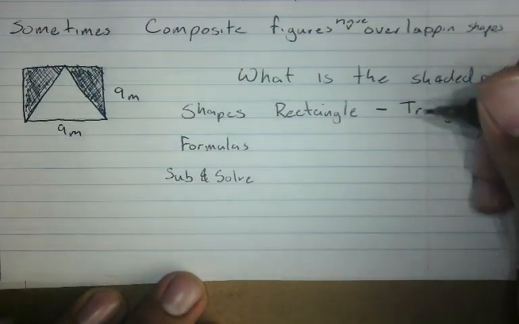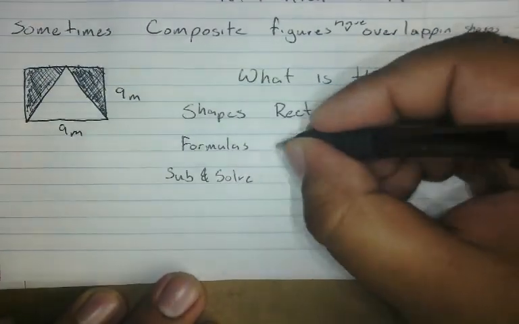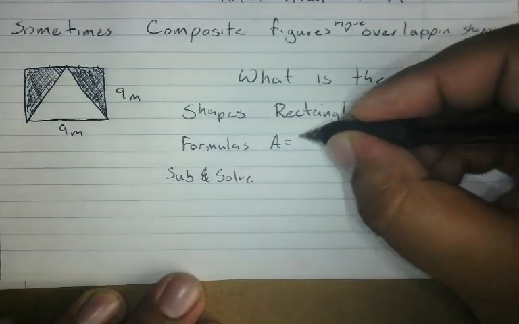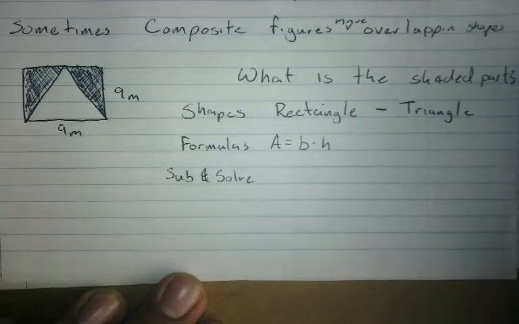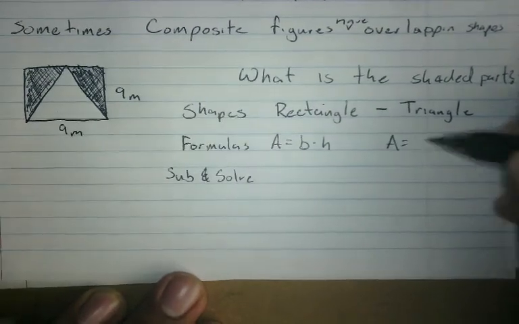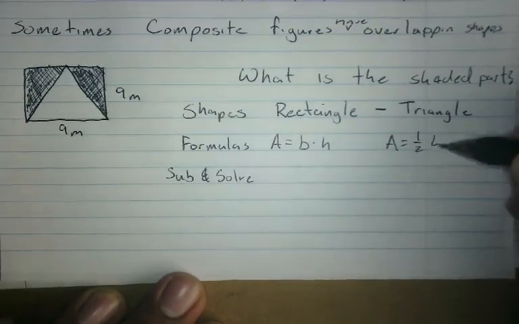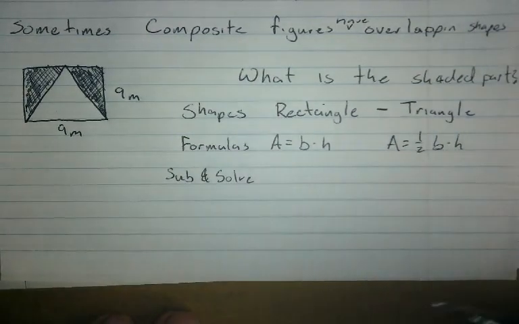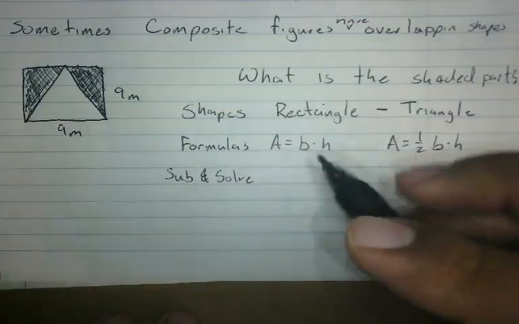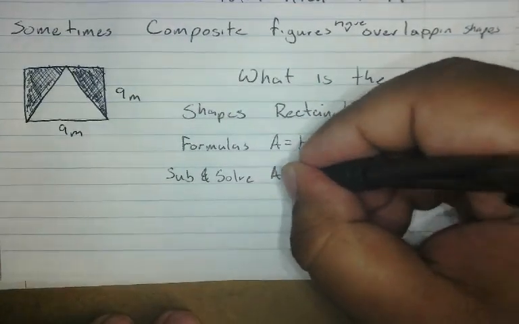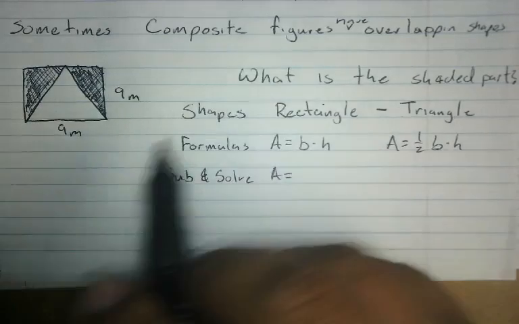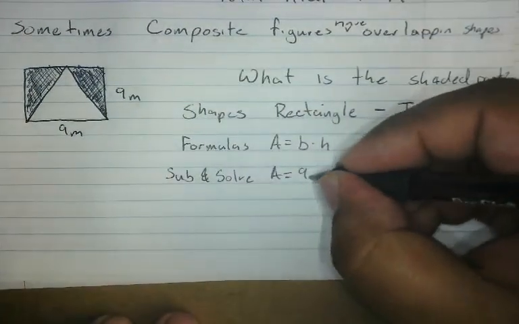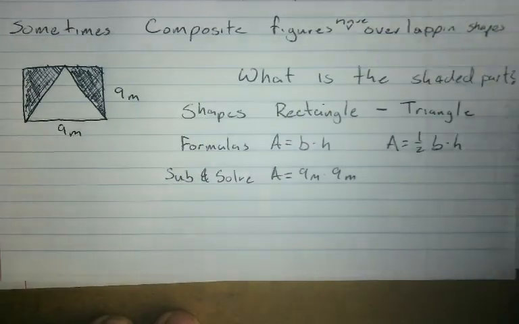So for my formula, I'm going to do the area of a rectangle. And the area of my rectangle is base times height. The area of a triangle is 1/2 base times height. And now I can go ahead and substitute and solve for this shape. So the area for my rectangle is the one I'm going to do first. So the base was 9. The height was 9 meters. So we're doing 9 meters times 9 meters.